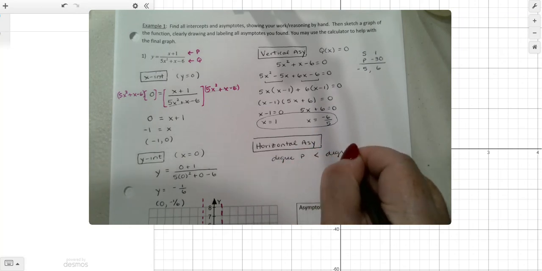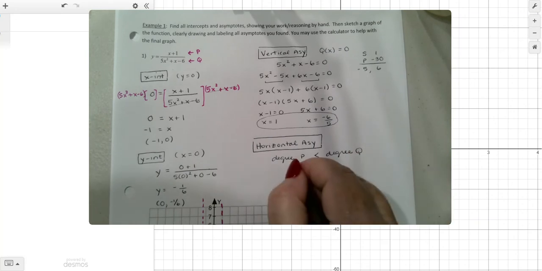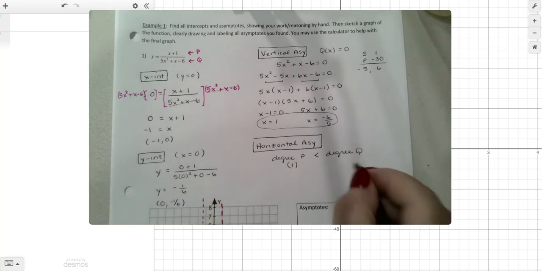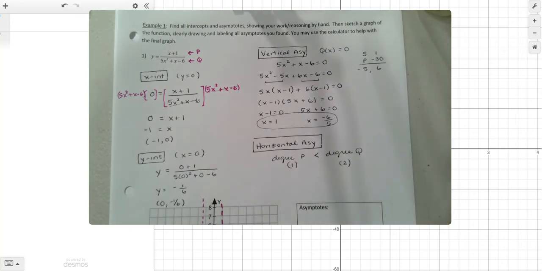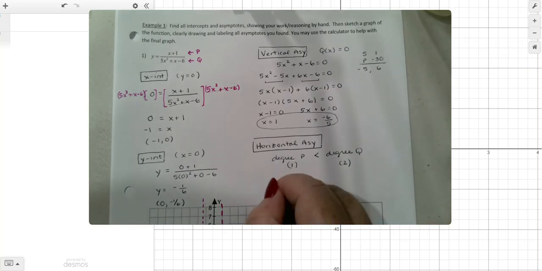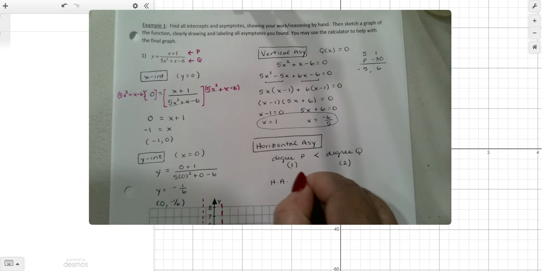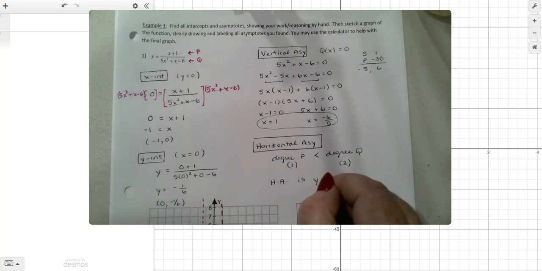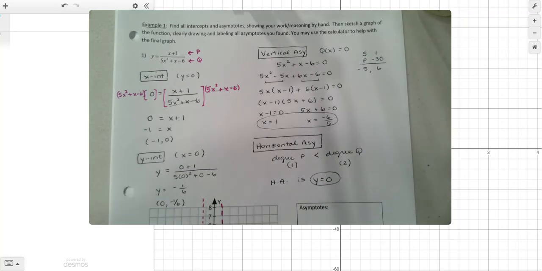So degree P less than degree Q. Degree P here was 1, degree Q was 2. Tells me my horizontal asymptote is y equals 0. Okay. There's not a lot of actual work to show here, so I'm just sort of justifying it, explaining to anyone who might read this why I concluded that. All right, so let's draw that one in as well.